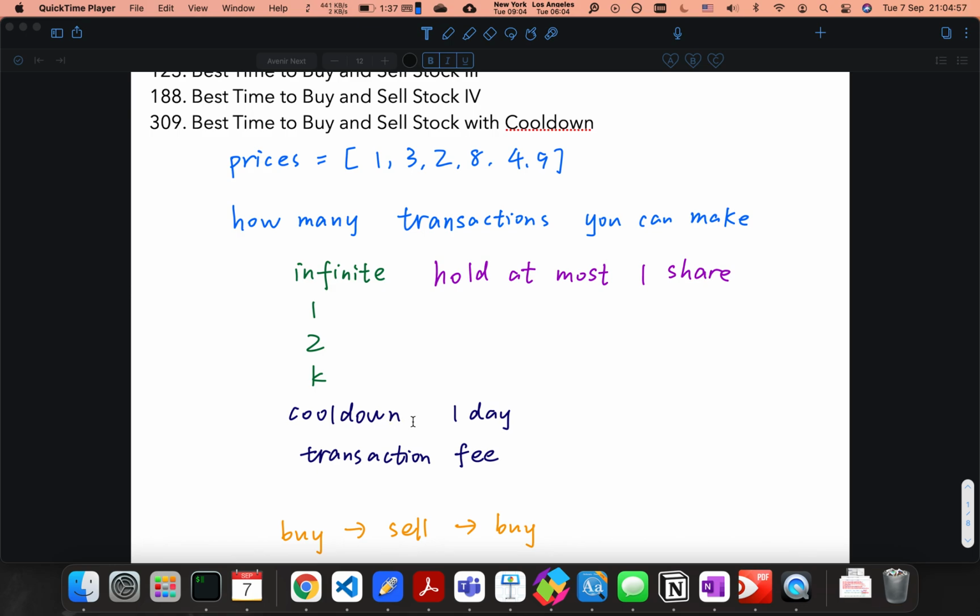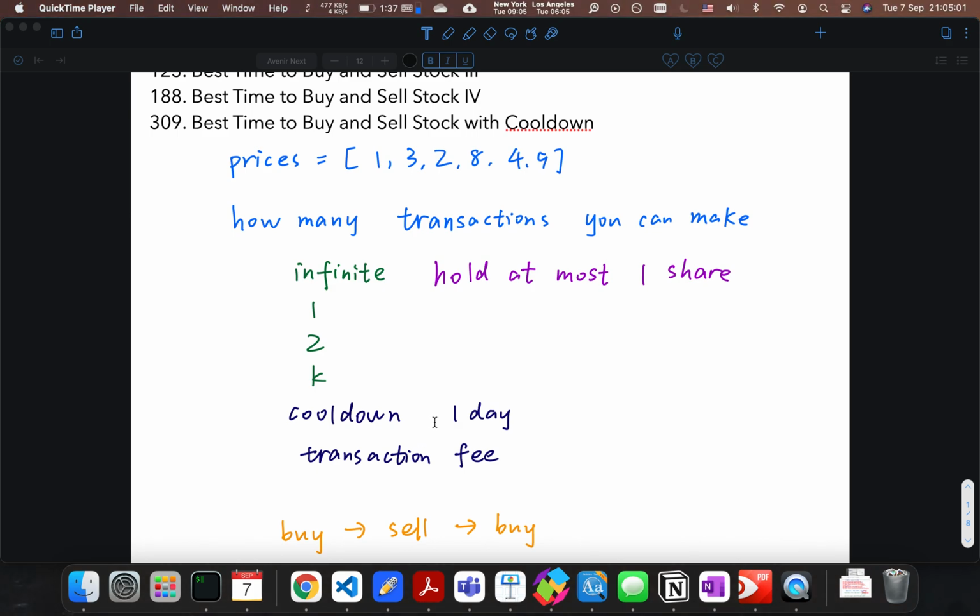constraints, such as we must have 1 day as a cooldown after we sell one stock. And the other is a transaction fee. If we sell one stock, we should pay the transaction fee.